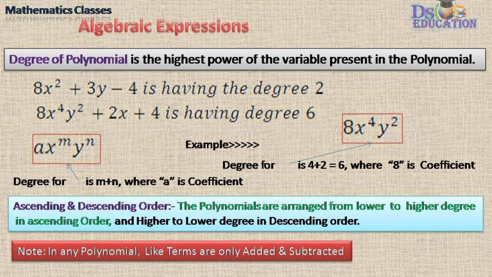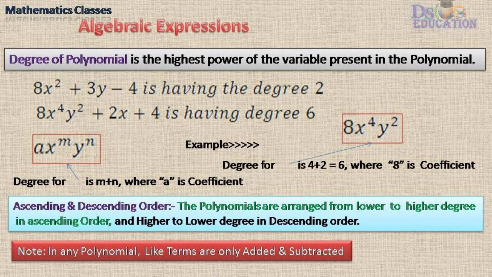If we see another example, that is 8x to the power 4 y square plus 2x plus 4, it has a degree 6. Why? Because here the powers of x and y will be added. Let us understand it with an example. Okay, first let me explain with a variable example. Over here, if you see ax to the power m, y to the power n, the degree of this term will be m plus n. The powers of the variables are added.